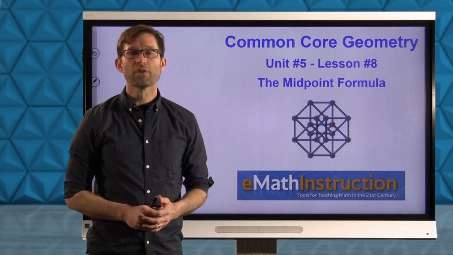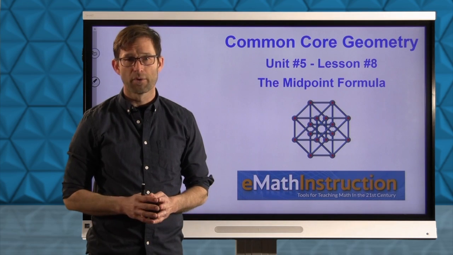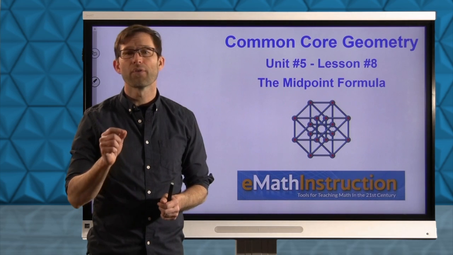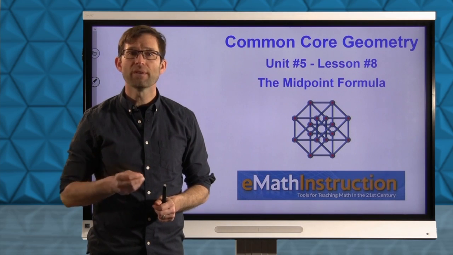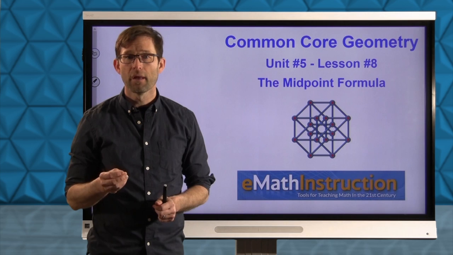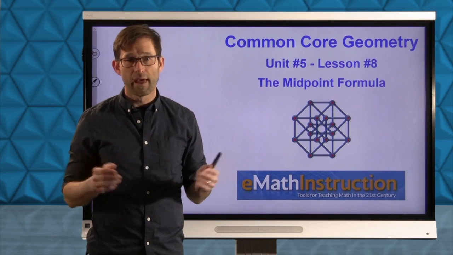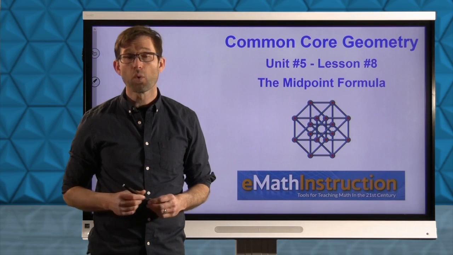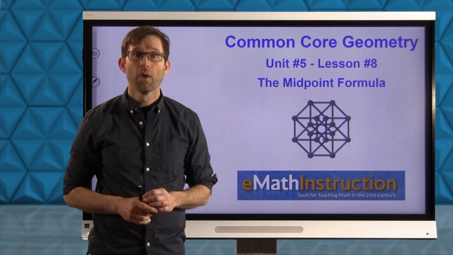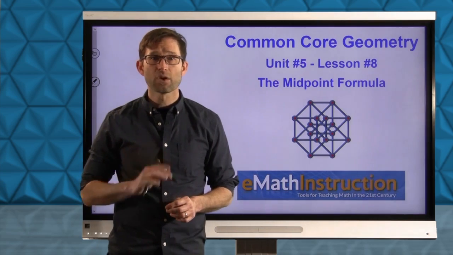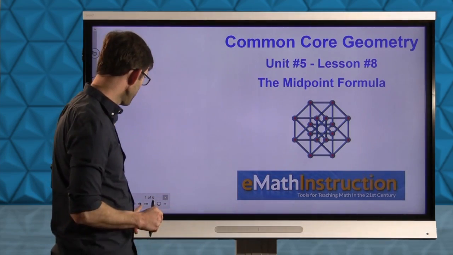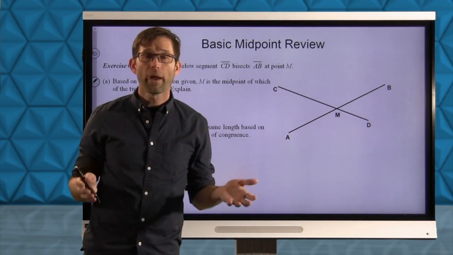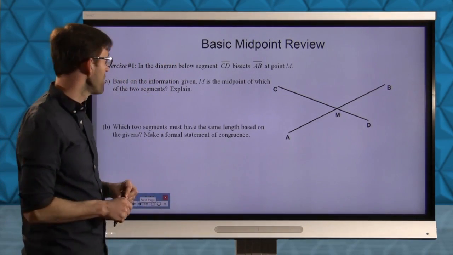Unit 5 is devoted to learning the tools of coordinate geometry. And one of the tools is going to be how do we find the coordinates of the midpoint of a line segment if we know the coordinates of the endpoints. So before we jump into what that formula is, or better yet, discover that formula, what I'd like to do is do some basic review about midpoints. Now this is probably something that you already feel quite comfortable with, but let's talk about it a bit.